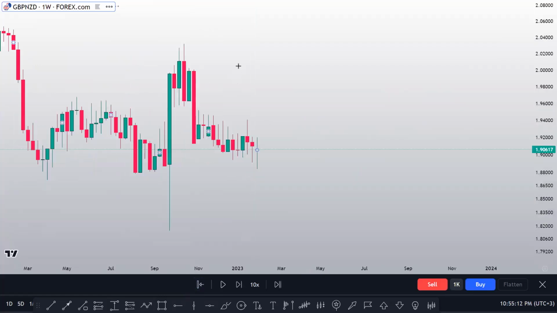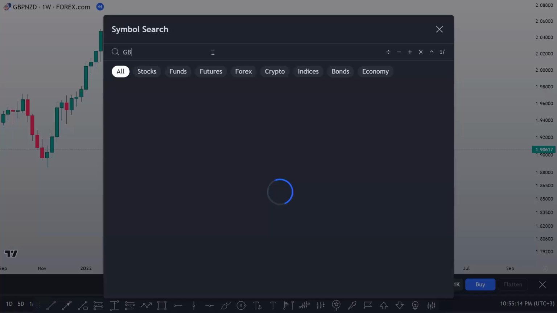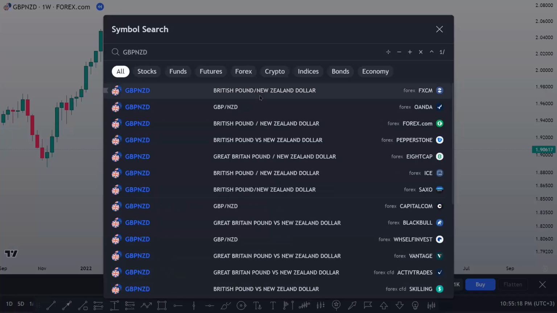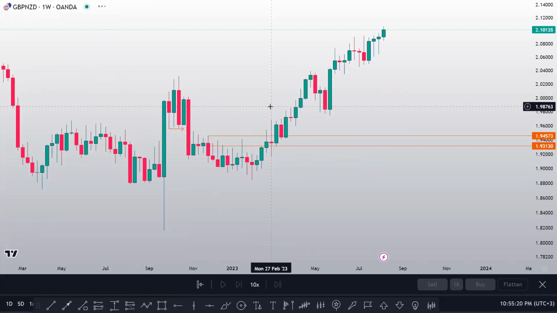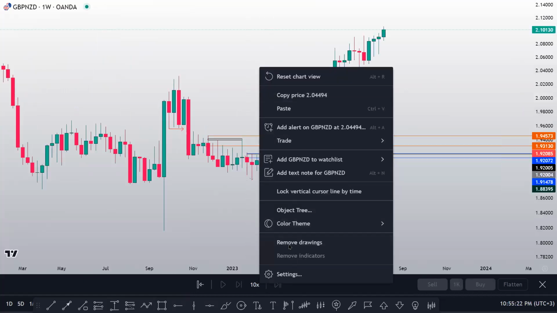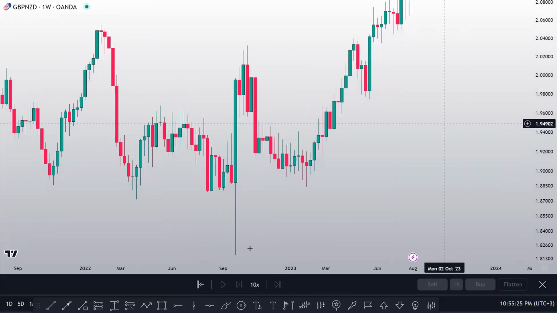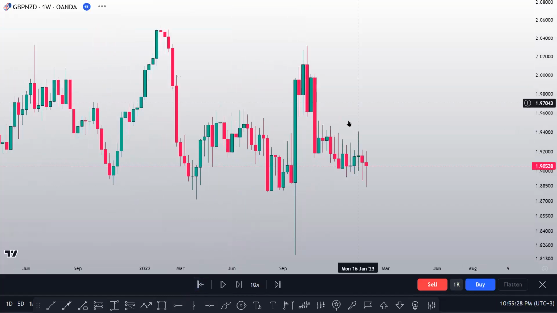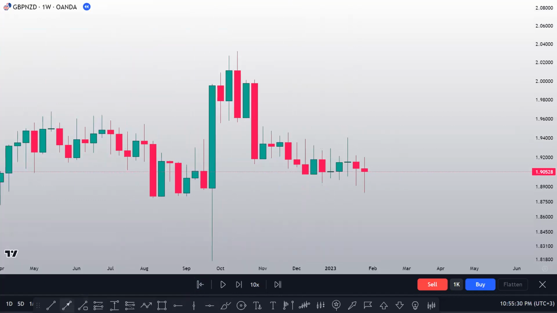Okay, let me try to shift this up, because this is from forex.com. Sometimes I don't know how they manipulate these candles. So now on this GBP/NZD, we had from the weekly time frame a shift on this area. We had a shift here, as you can see.